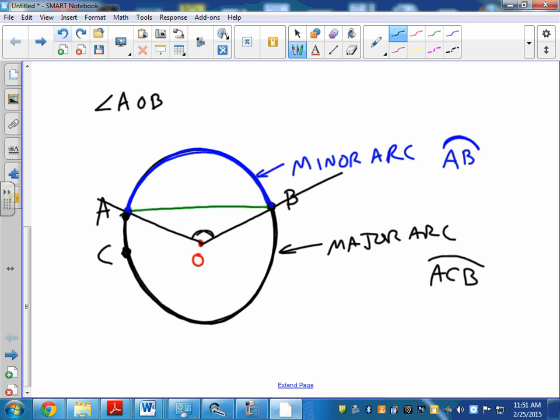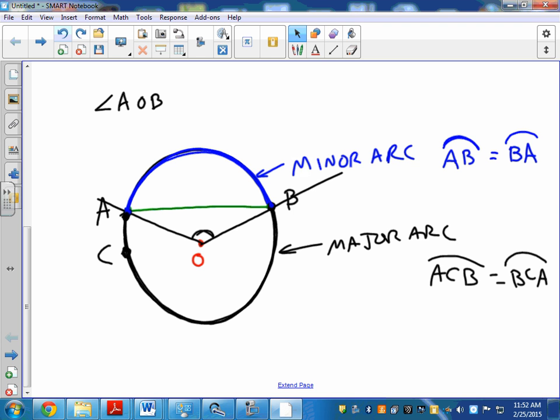The other thing your author notes is there's nothing magic about doing the letters in alphabetical order. You could have minor arc AB, and you could have major arc BCA. The endpoints are always on the circle, and if it's 3 letters, that's going to be your major arc.